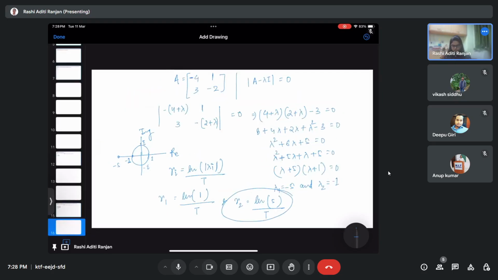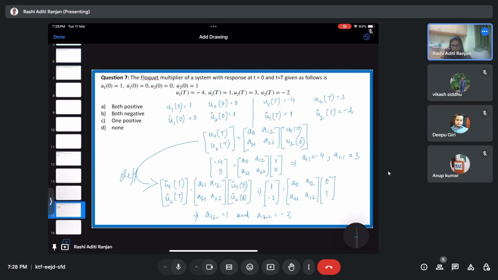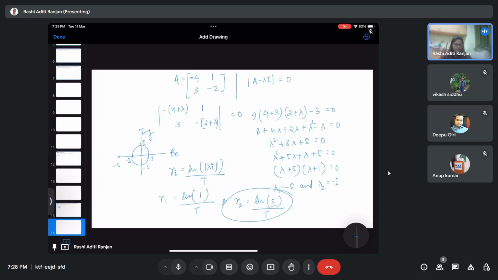So the question asks about the Floquet multiplier of the system, and the correct answer is going to be 1 positive, because the second one is 0 and 0 is not a positive value or a negative value. 0 is 0. 0 has its own identity. So the answer is going to be 1 positive because we have 5. ln of 5 is going to be a positive value. Okay.